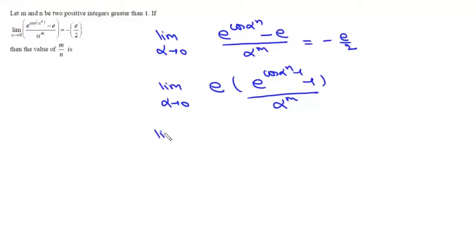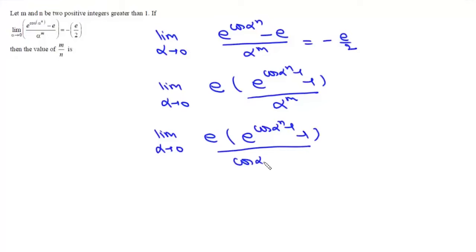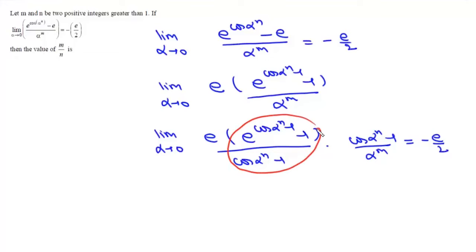So we can write this using standard limits as limit alpha tends to 0 e into, and this is e to the power cos alpha to the power n minus 1 upon cos alpha to the power n minus 1 into cos alpha to the power n minus 1 upon alpha to the power n, and this value is equal to minus e by 2. Now this is a standard limit, and value of this standard limit is 1.